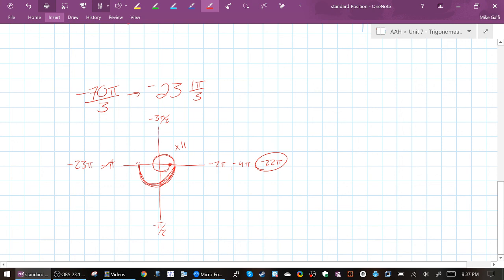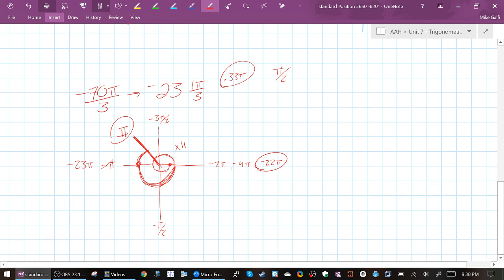Now I'm over on the left side of the x-axis. That gets me to negative 23 pi, and I have to go one more third. So 1/3 pi is technically 0.33 pi. My question is, is that more or less than half a pi? And the answer is less. So I don't have enough to get into the next quadrant. It's going to finish somewhere in this quadrant right here, which is quadrant 2.